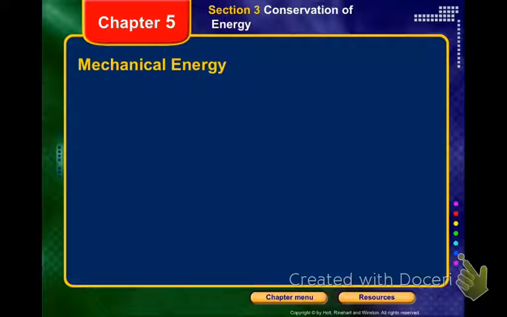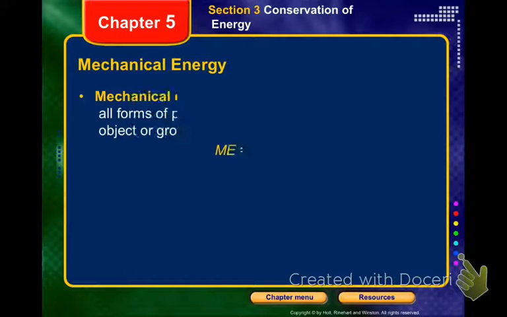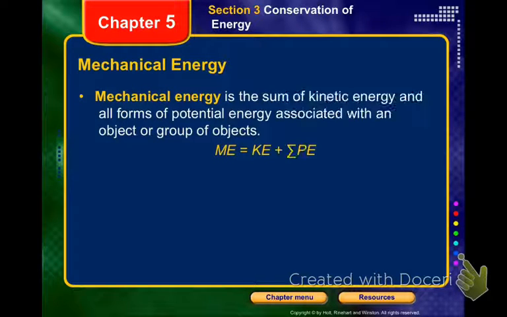So far we've ignored air resistance, but if you weren't to ignore that or friction, then you would have to include that in here. Mechanical energy is the sum of all the kinetic and all types of potential energy that you have for a group of objects. It just depends on what you're studying.